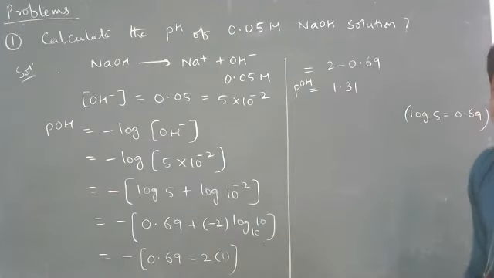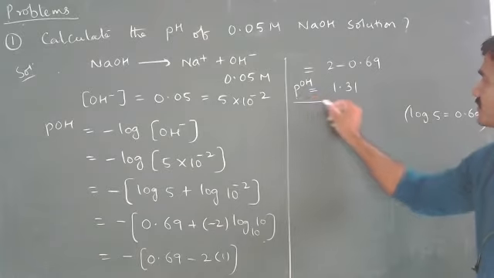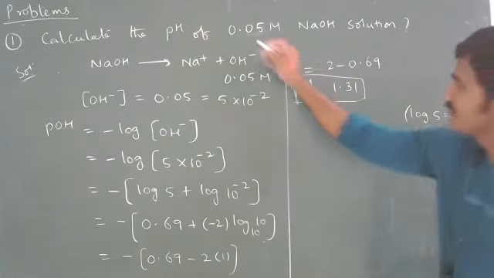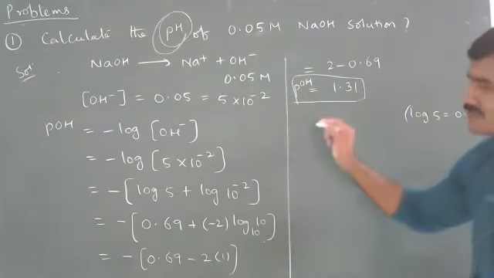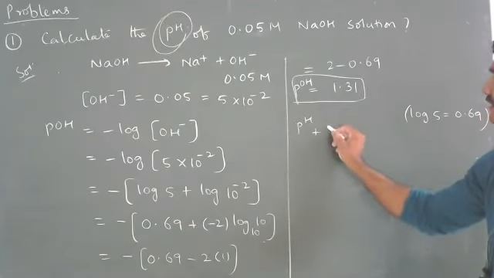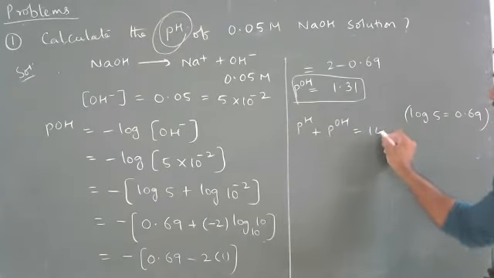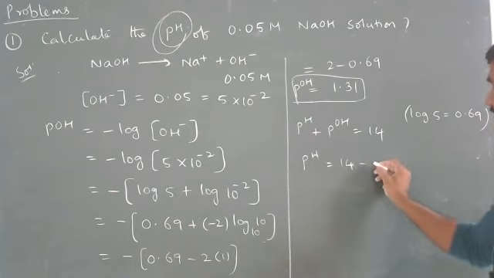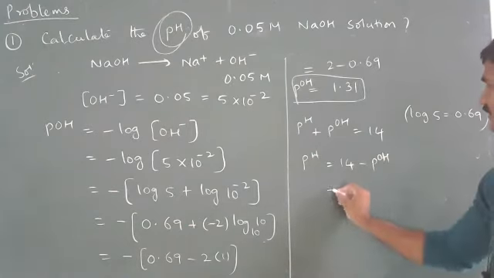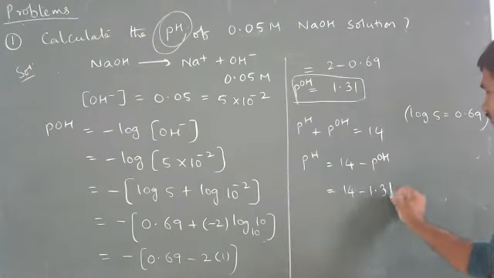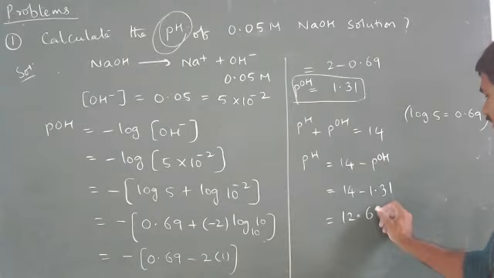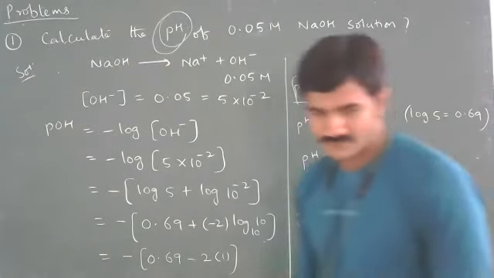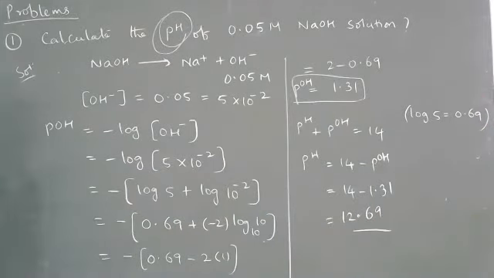Okay? Yes, correct. So pOH is 1.31, but we have to find out pH. So pH plus pOH is equal to 14. So pH is equal to 14 minus pOH, that is equal to 14 minus 1.31, 12.69. Understood? All of you?